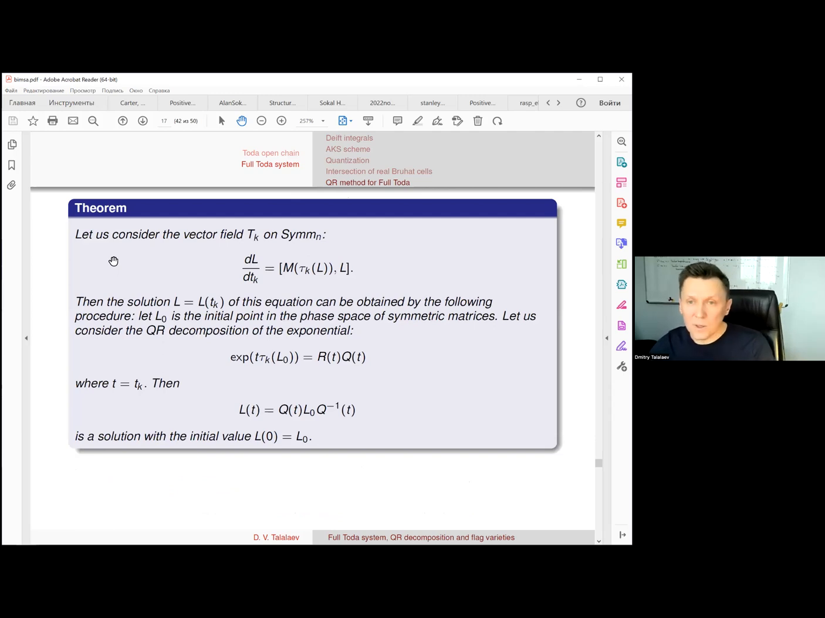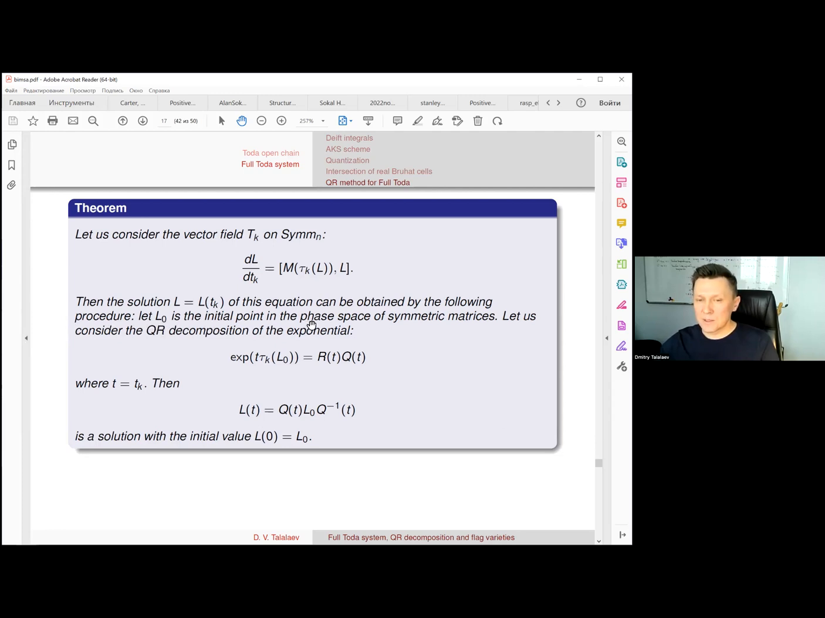A theorem due to our recent work with Chernyakov and G. Sharygin. Let us consider the vector field Tk on the space of symmetric matrices, which is given by this formula. Here, in place of an operator L, we consider this tensor operation tau k of L.